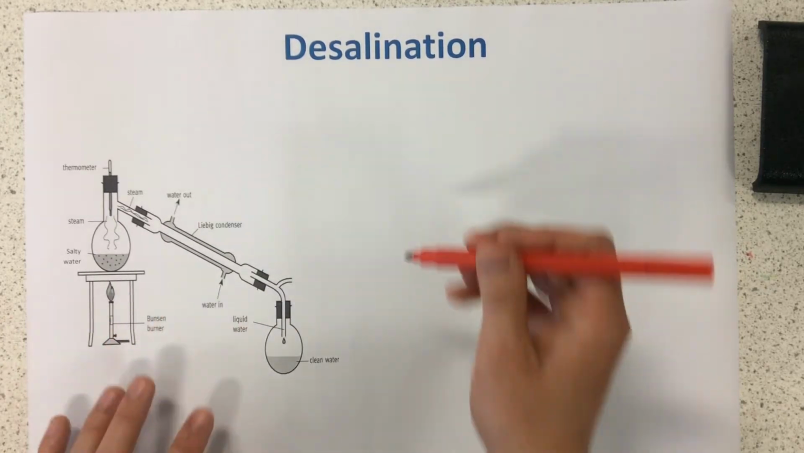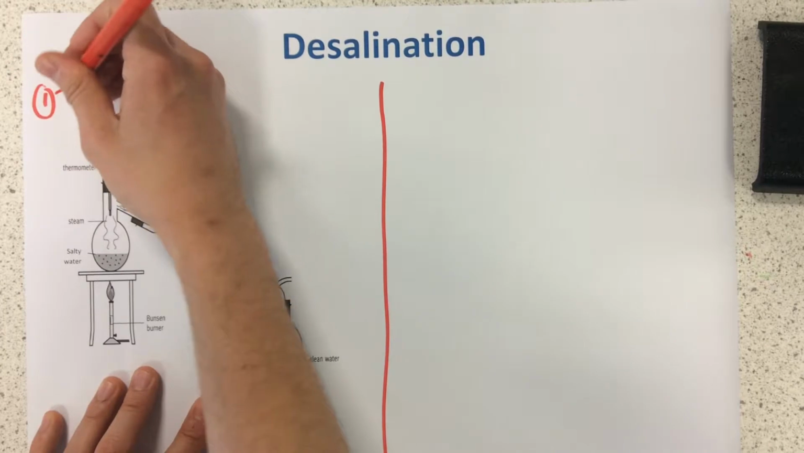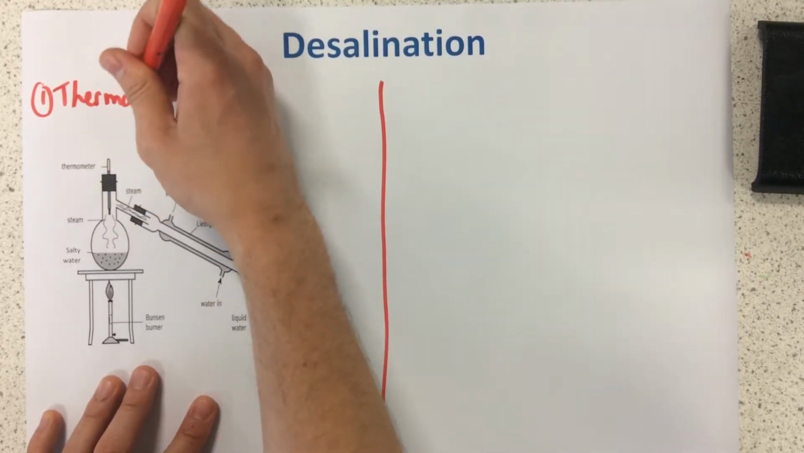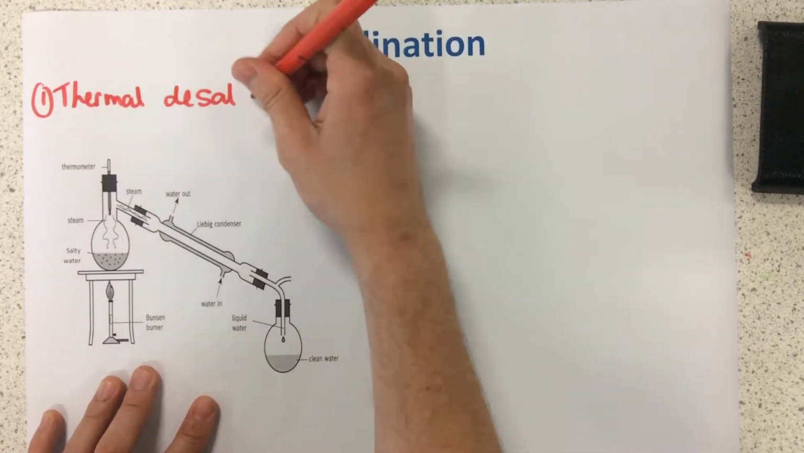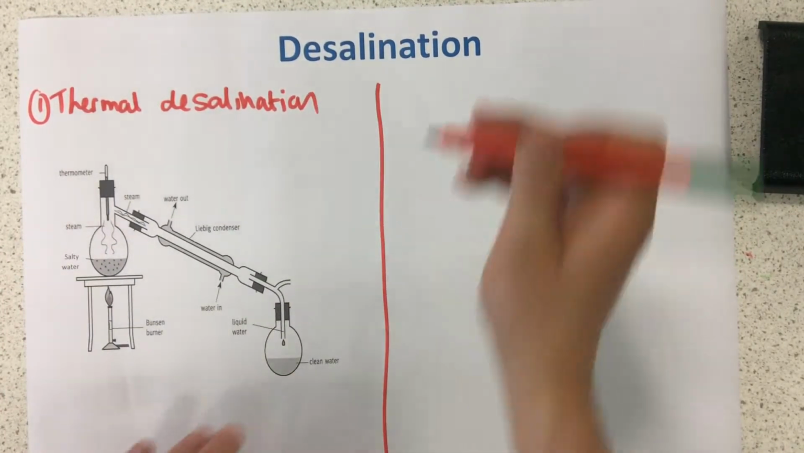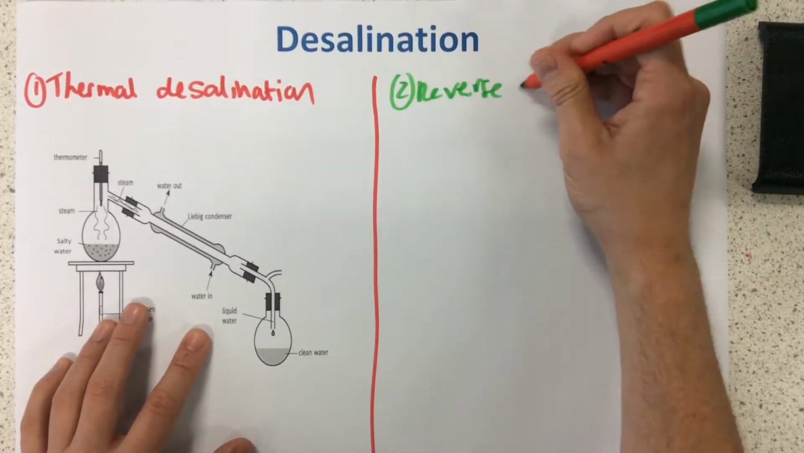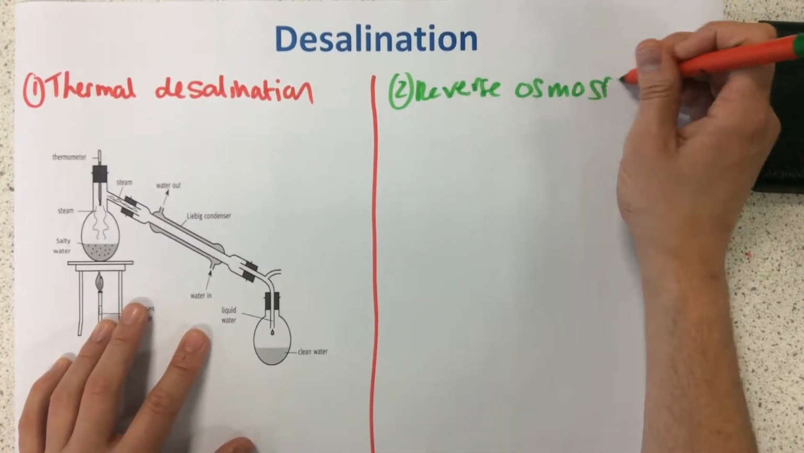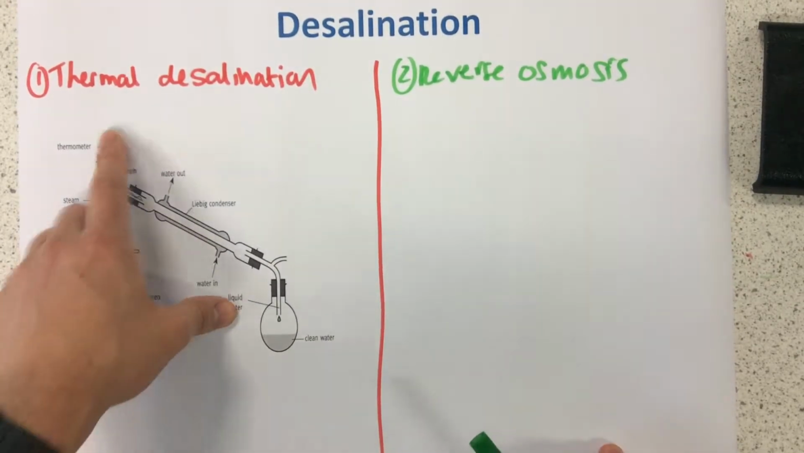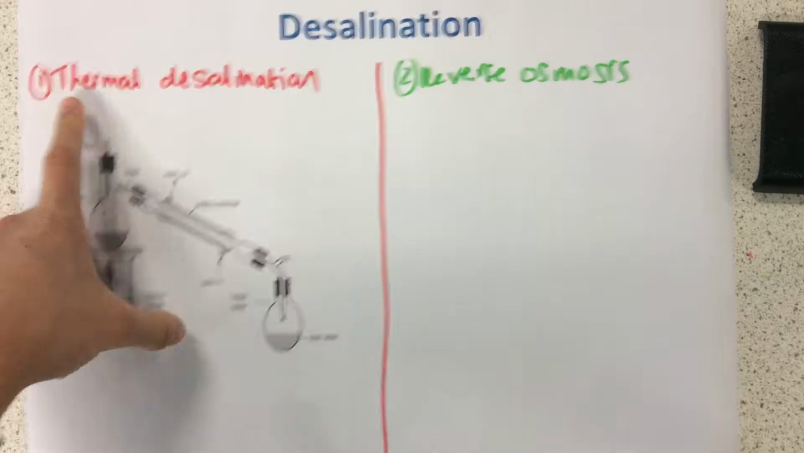So there's two main ways that we need to know about in terms of desalination. One is thermal desalination, and the other one is by a process we're going to learn about in a minute called reverse osmosis. So first of all, thermal desalination. Whenever we see the word thermal in science, we're thinking about heat.